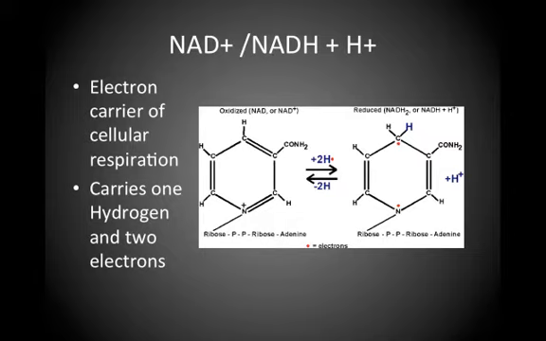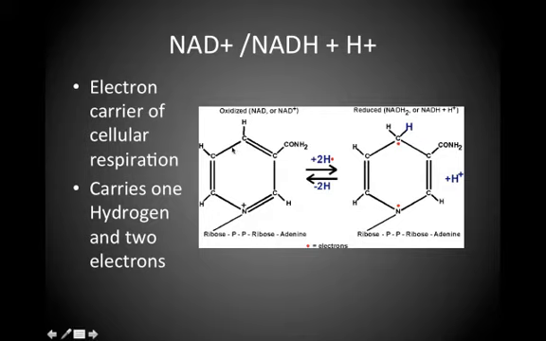One of the most important molecules that we're going to see is called NAD+ or NADH. I think it's called nicotinamide adenine dinucleotide, and nicotinamide adenine dinucleotide hydrogen. So there are two forms of NAD. NAD is important. It is our primary electron carrier.